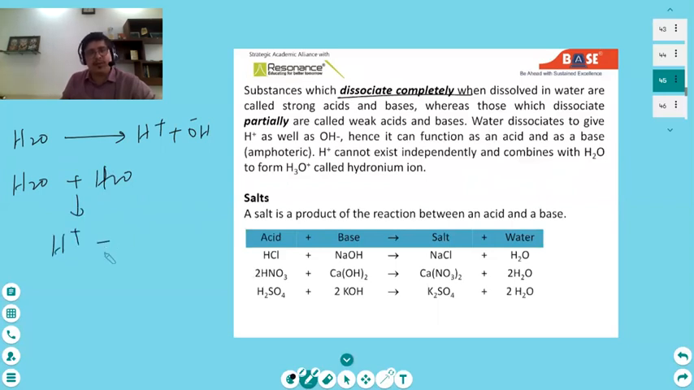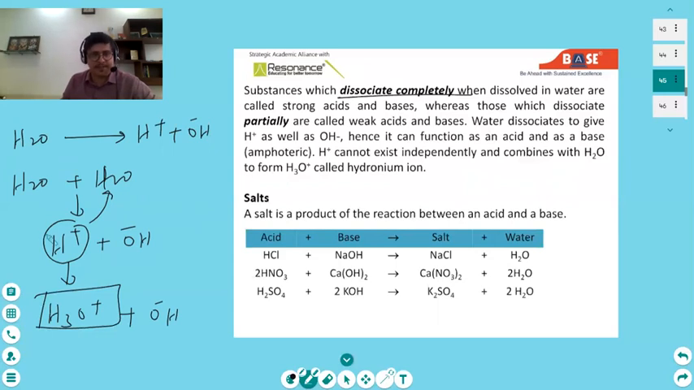That H plus and OH minus will dissociate. This H plus will react with another water molecule and form H3O plus, and OH minus will remain OH minus. This is known as a proton, and this is known as the hydronium ion. Hydro means water, ium means positive, hydronium ion, and this is OH minus. So H plus you write or H3O plus you write, both mean the same. We prefer writing H3O plus. So water acts as both acid and base, so it is amphoteric.